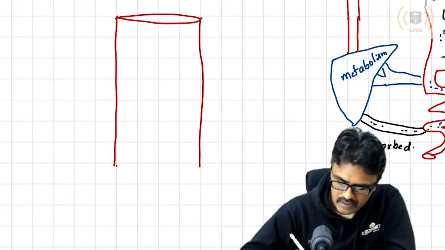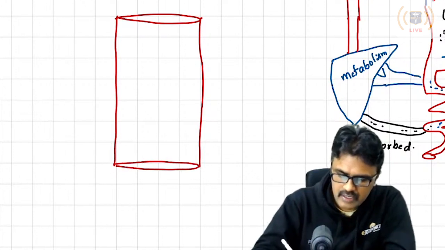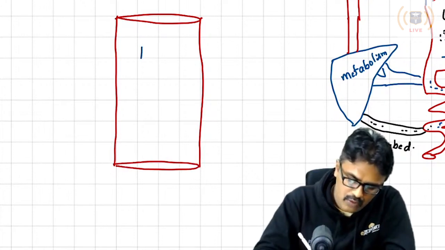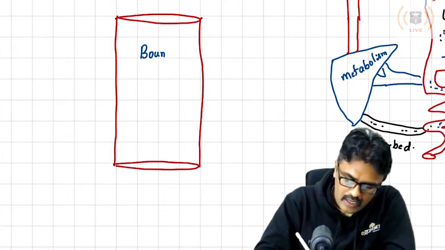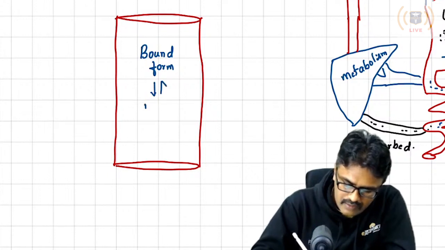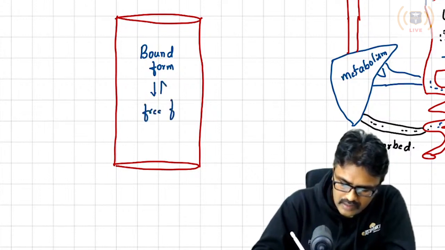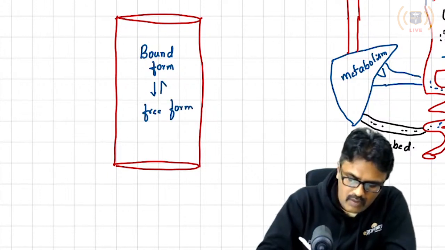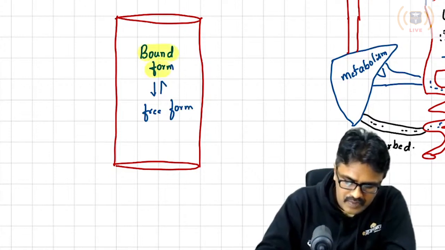This is the blood vessel. It goes to the blood vessel. Now the paracetamol is available in two forms. One is called the bound form, and one more form is called the free form. The drug is in bound or free form. I will tell you what is bound later. Just right now, take it.